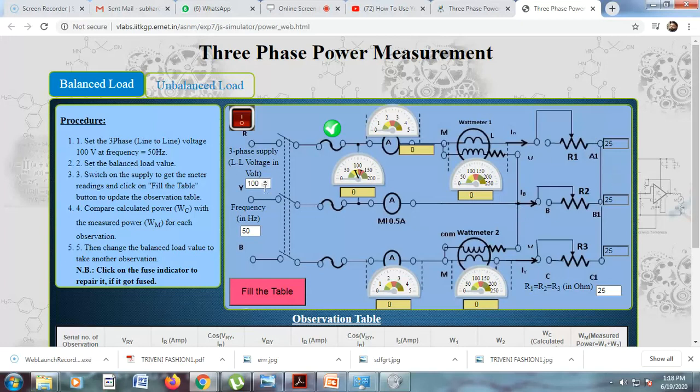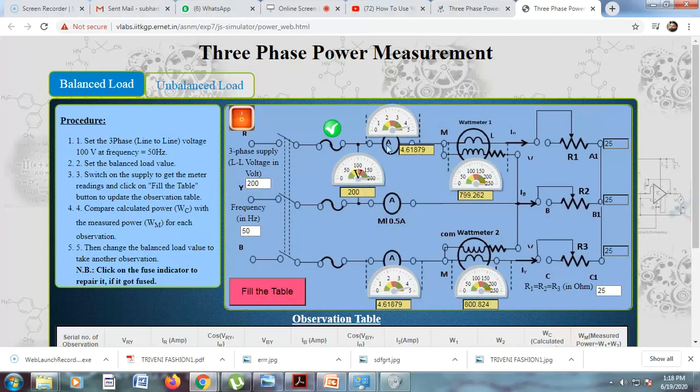Now the first line-to-line voltage: first we set 200 volt, and the frequency is 50 hertz. Now we connect the circuit, or we give the power to the circuit. Switch is on. You can see the voltmeter reading is 200. We already set 200, so the voltmeter shows 200 volt.